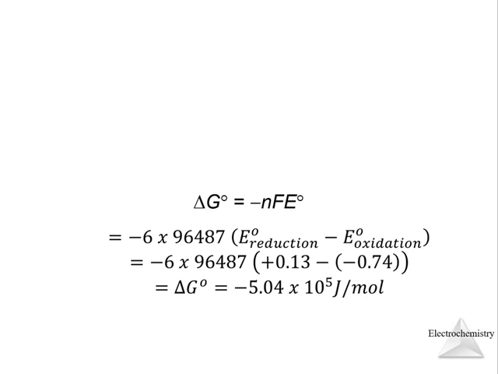So from what we know, change in energy is equal to negative nFE cell. So we know the number of electrons is 6, then we know what the Faraday constant is, then we can calculate the standard cell potential, which is given by standard reduction minus standard oxidation. Then when we put in the values, we get minus 0.4 times 10 to the power 5. So since this is less than 0, this is a spontaneous reaction.